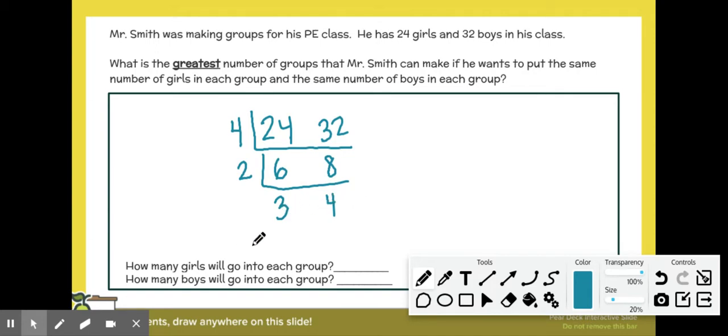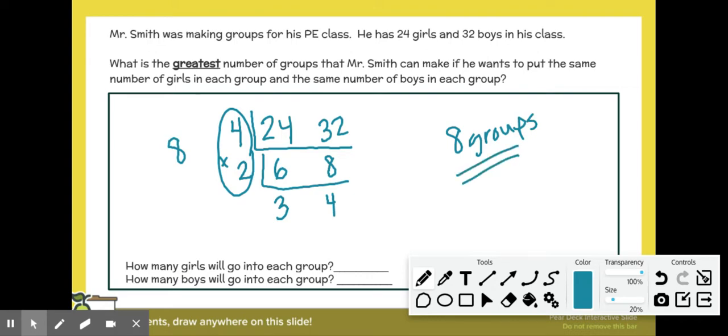Now the GCF, the greatest common factor, is the numbers on this side. And what I do with these two numbers is I multiply them. So 4 times 2 is 8. So I would be able to make 8 groups of students for PE.